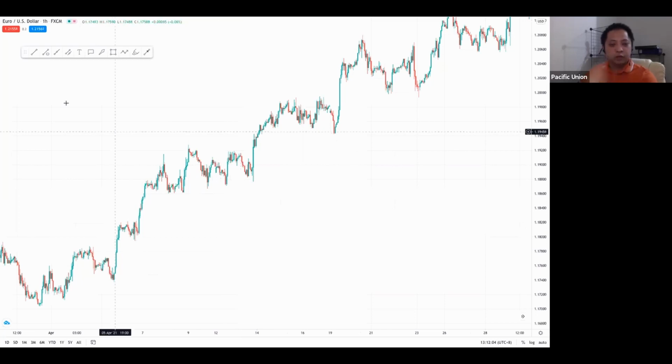All right. So to draw a trend line, you have to look for a tool. This is the trend line tool. You have the same thing in MT4 and MT5. And to draw this, you have to look at the pivot.